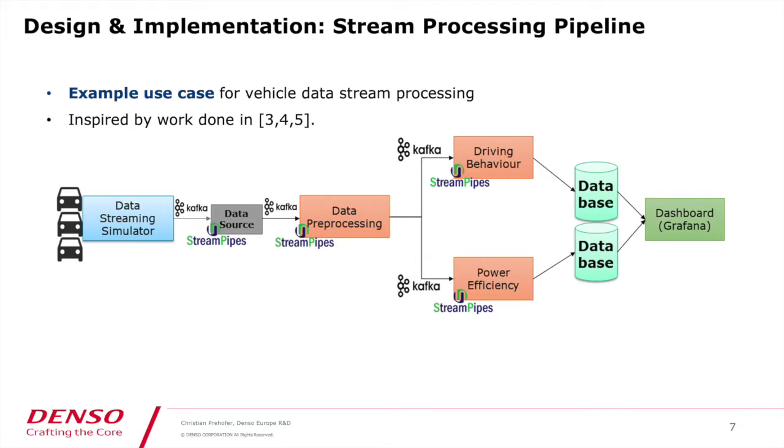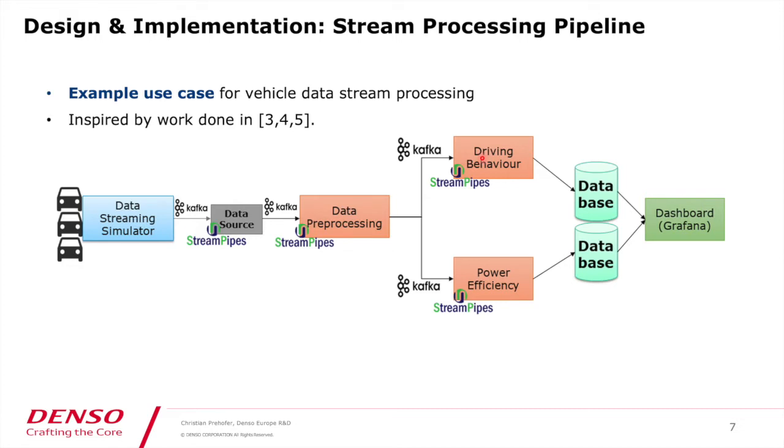So now coming towards the design and implementation of our stream processing pipeline, we use the use case of processing real-time data coming from connected electric vehicles. There are mainly three services in our pipeline. The first one is the data pre-processing service, which receives the data from the connected vehicles, pre-processes and cleans it, and prepares it to be consumed by the other services. The other services include driving behavior and power efficiency.